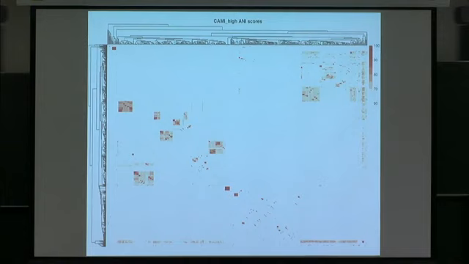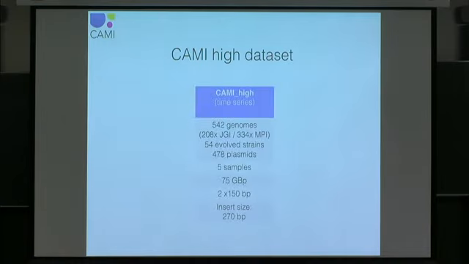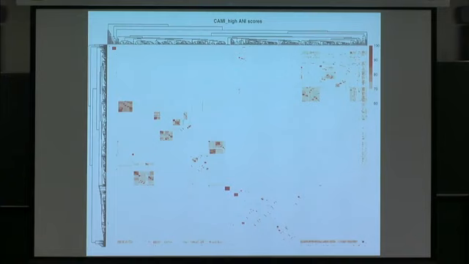But what you also see, and as I said, there are 54 strains in here. But what you see is these are probably more than 54 closely related strains in the data set.